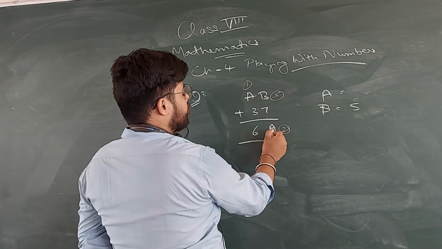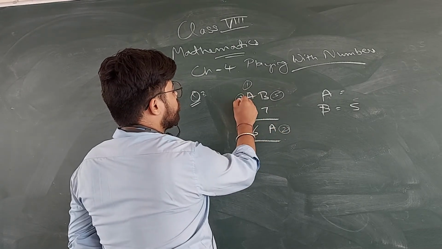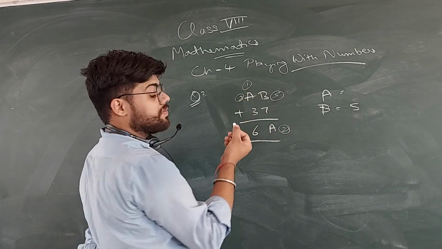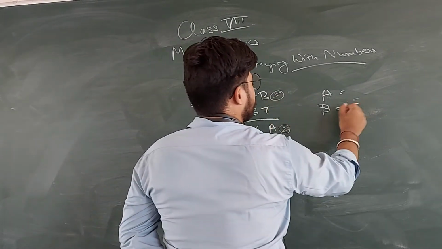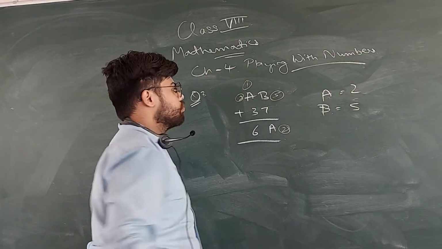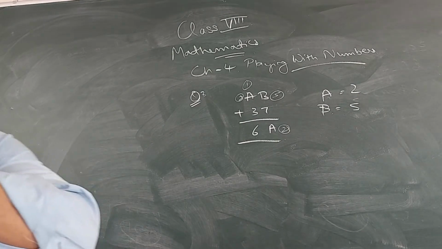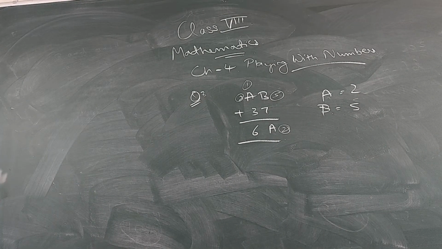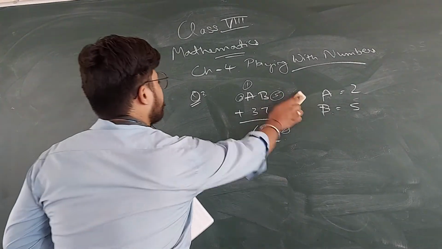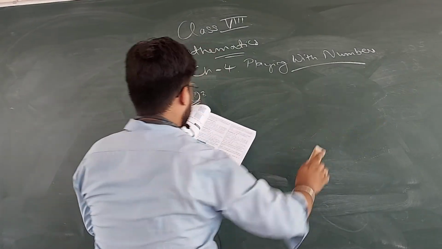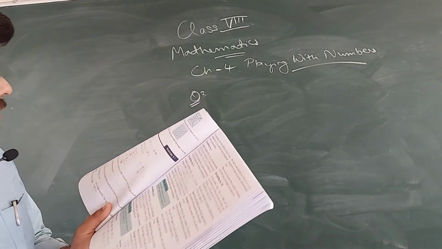Okay, now A value is what? 2. So 1 plus 2 plus 3, 3 plus 3, 6. This satisfies the equation. So the value of B is 5 and A value is 2. This is the answer of the third part. Now the fourth one, AB into 3, CAB will be the answer.